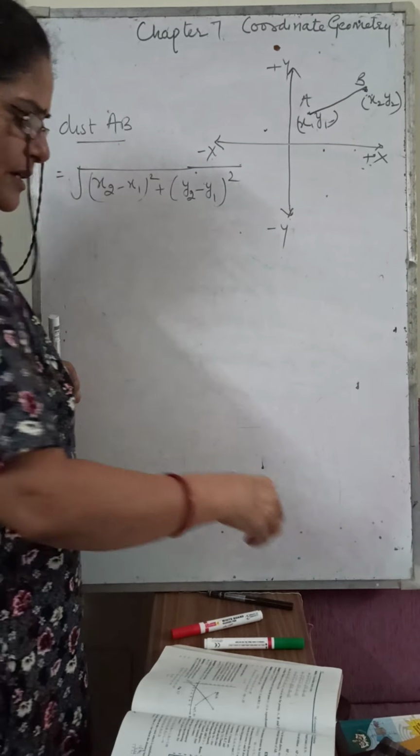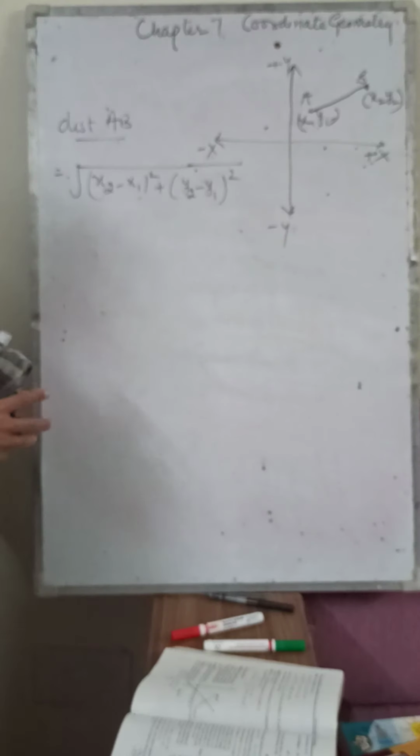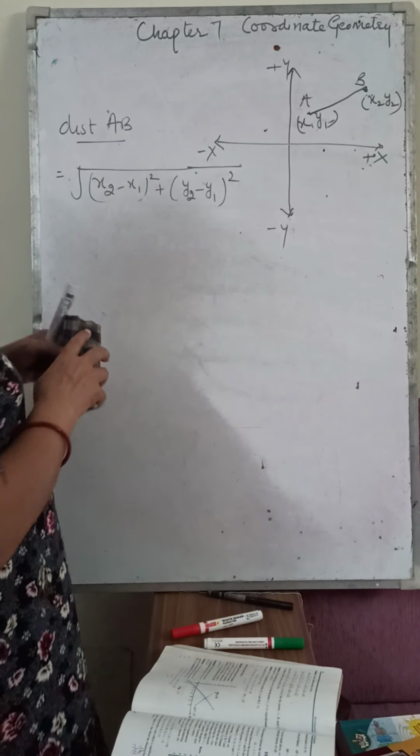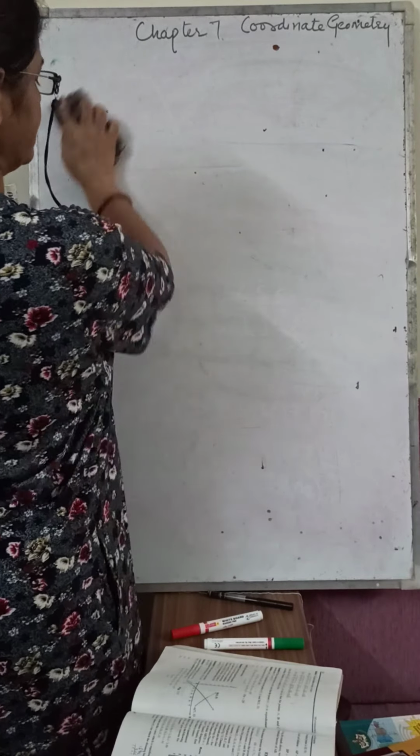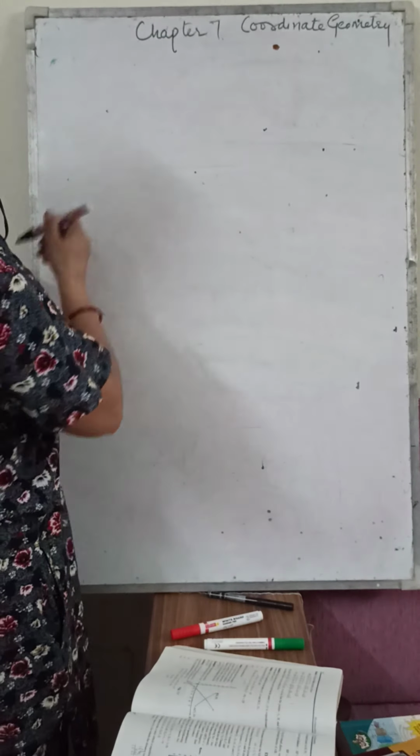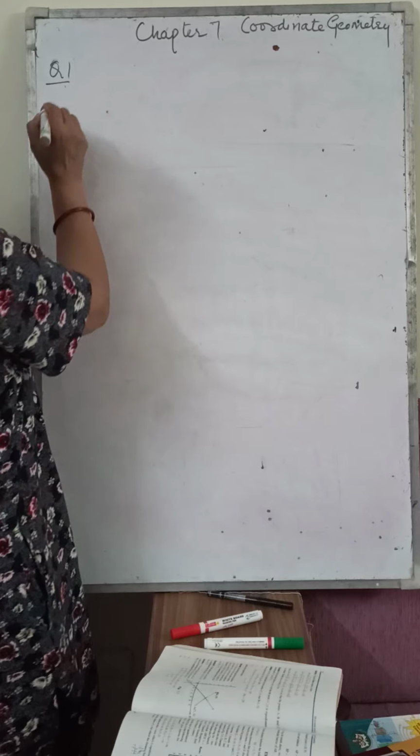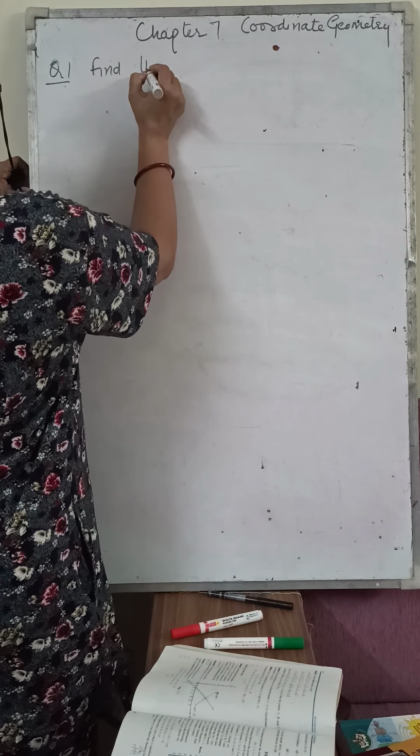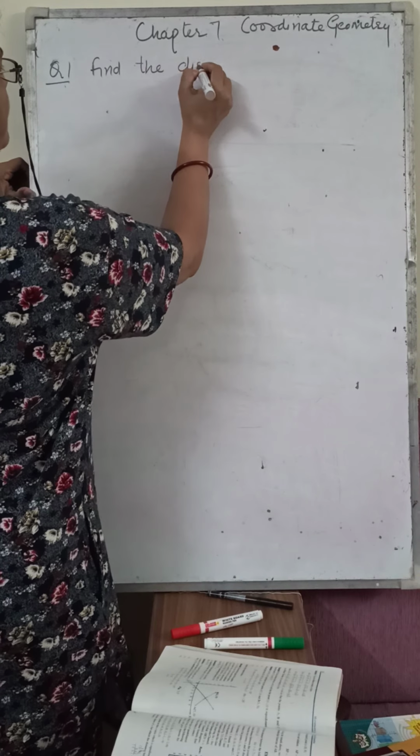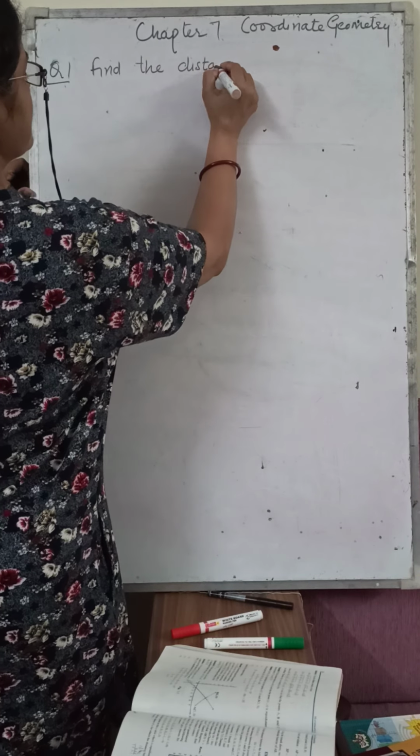Other concepts I will tell you. The basic concepts of this chapter I will tell you in the Google Meet. Let's start with question number 1 directly. In question 1, find the distance. There are 4 parts in the first question. I am doing 1 out of it. Find the distance between the points.